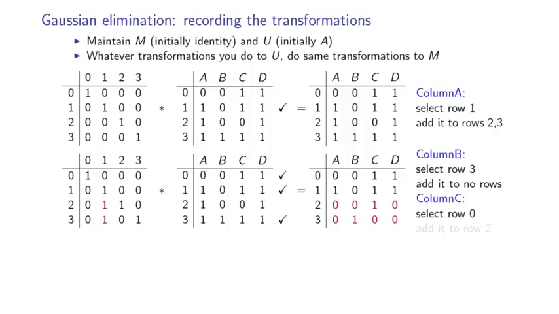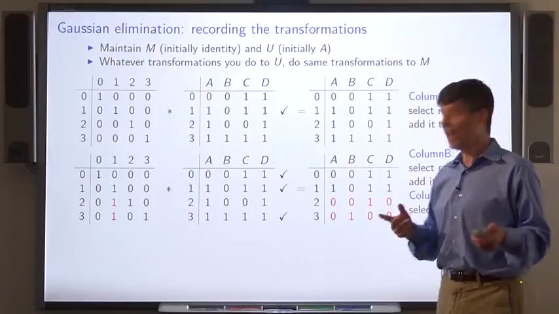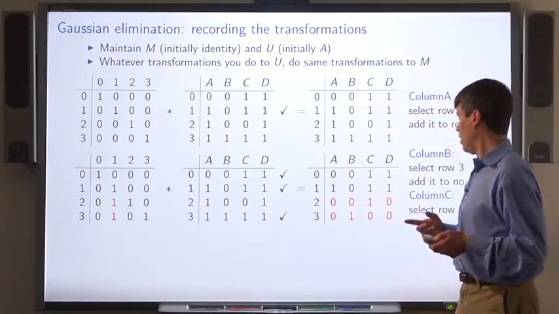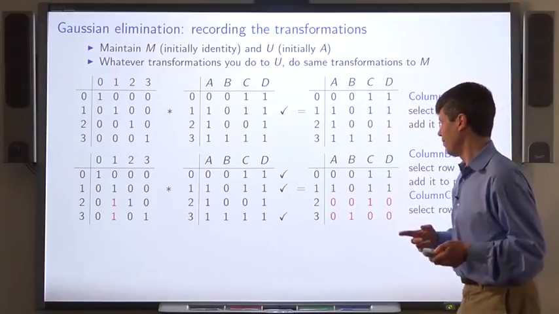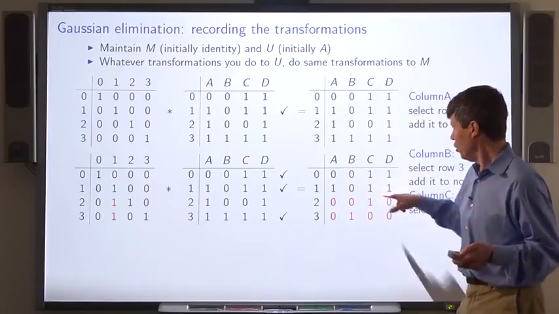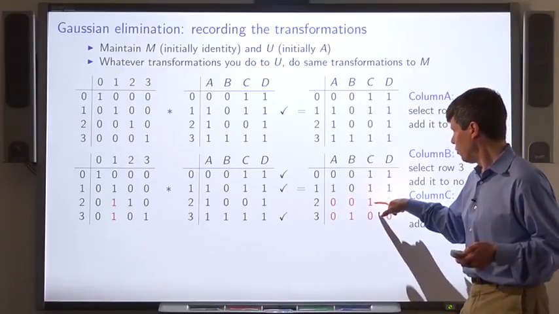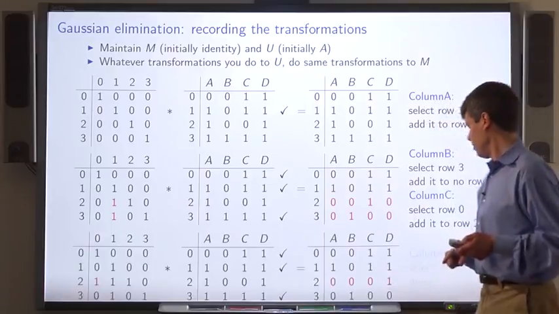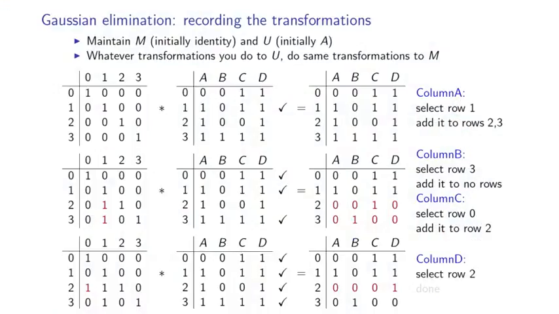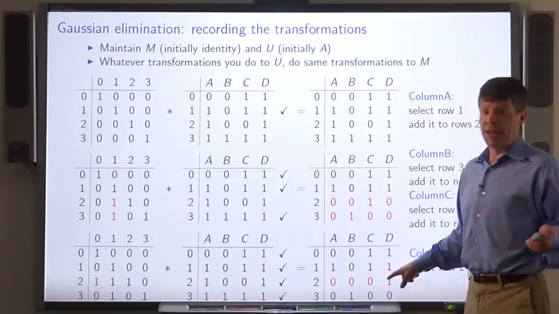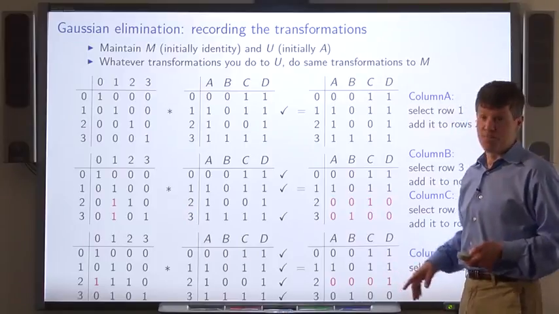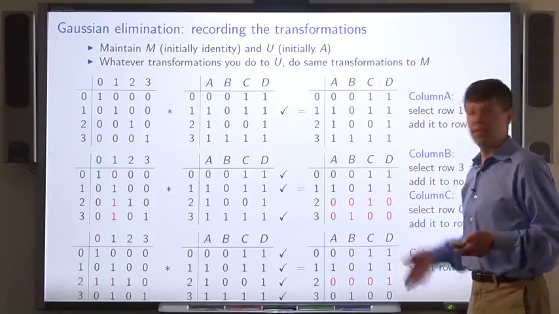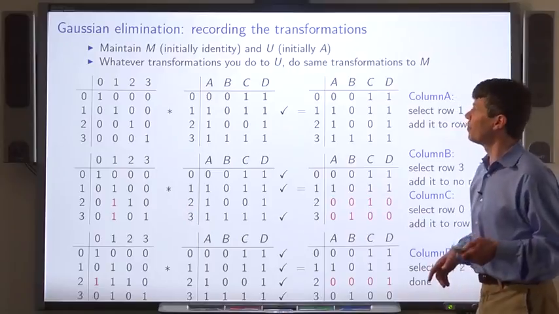Next, we go to column C, and we select as our pivot row, row 0. We add it to row 2 to zero out that entry, and we get this matrix. Finally, we consider column D. We select as the pivot row, row 2, and we don't have to add it to anything because there aren't any rows left. So we're done.